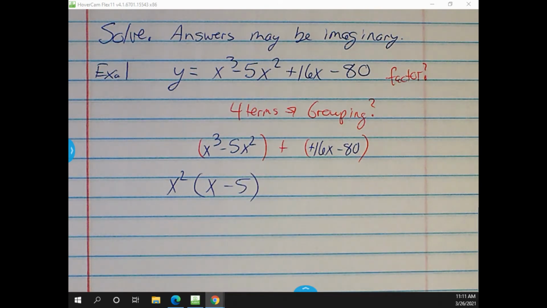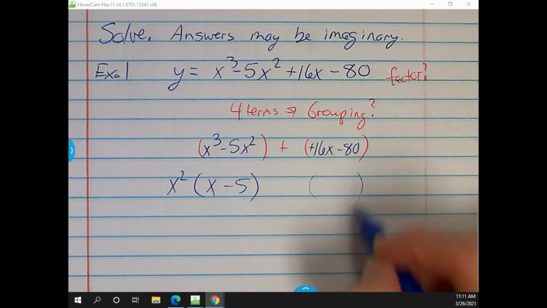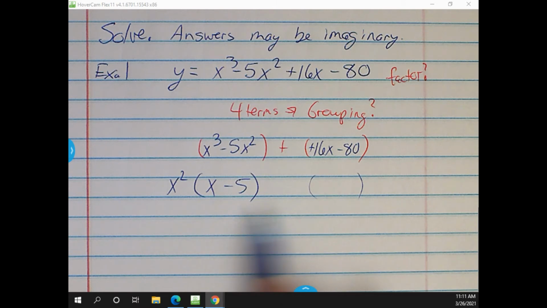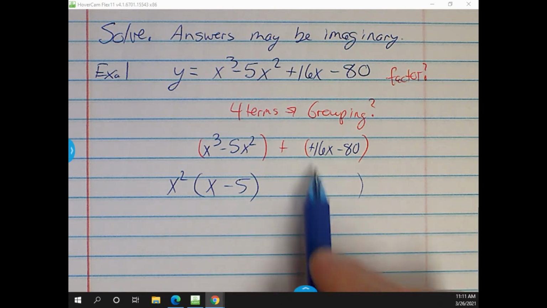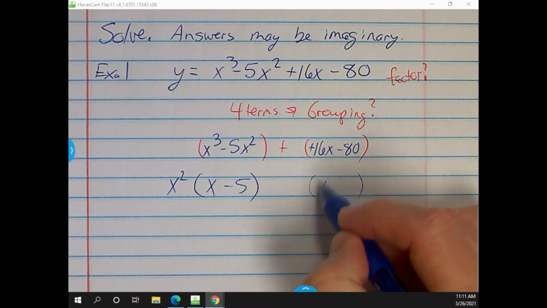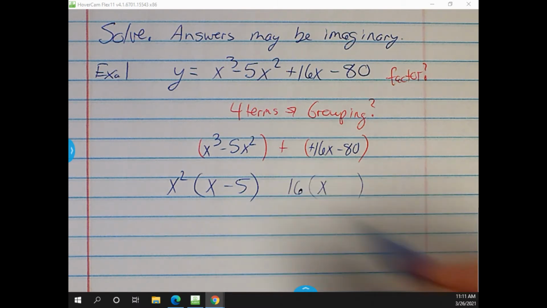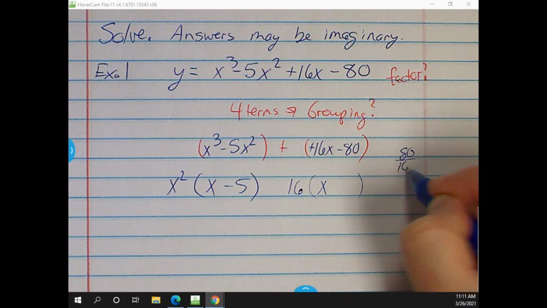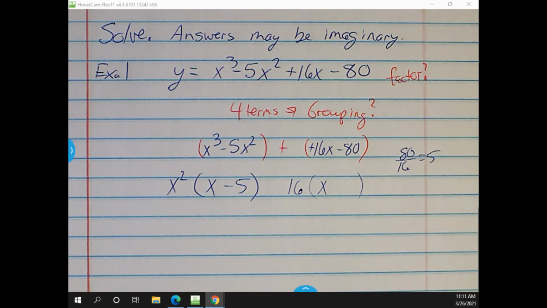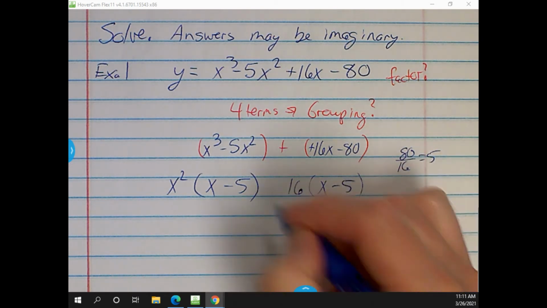All right, and if that's the case, we know that this one would have to be x minus 5 if this thing is going to work. Because if this is not x minus 5, then these two things are off. So basically, we're taking out the 16 because for this thing to be x minus 5 on the inside, we've got to take out the 16. If you check 80 divided by 16, that does wind up being 5. So then we've got something that works here.